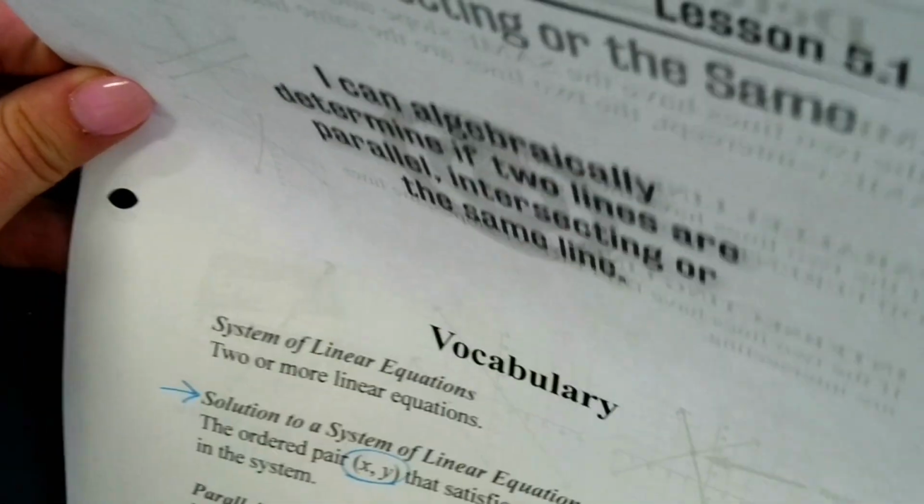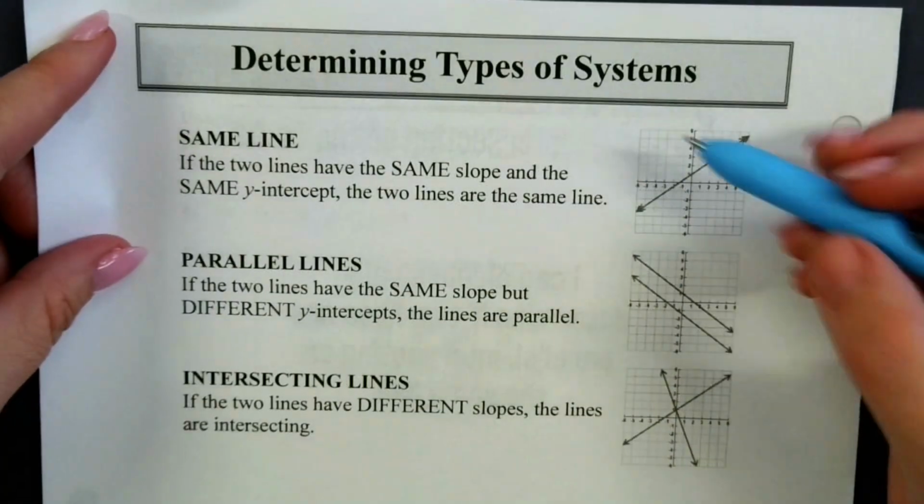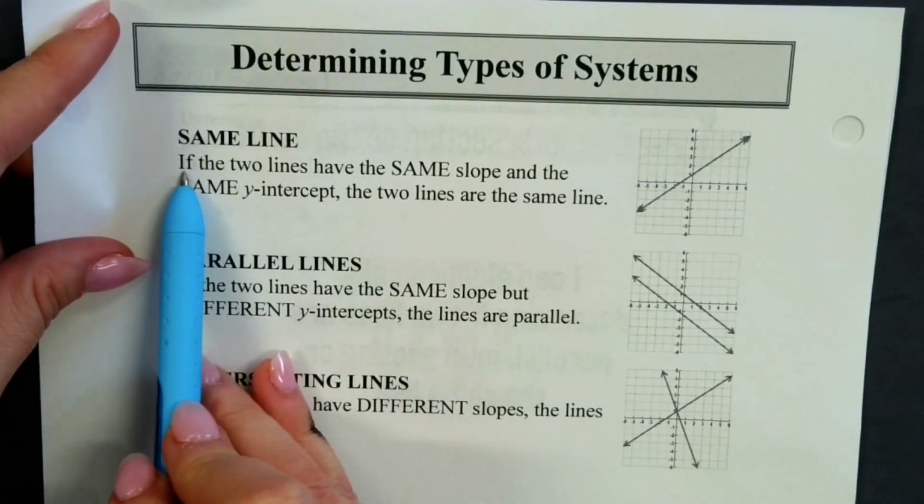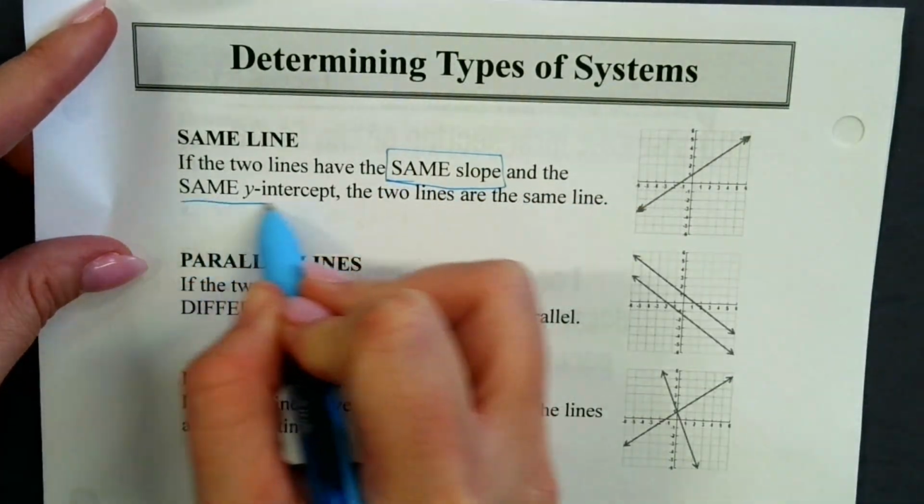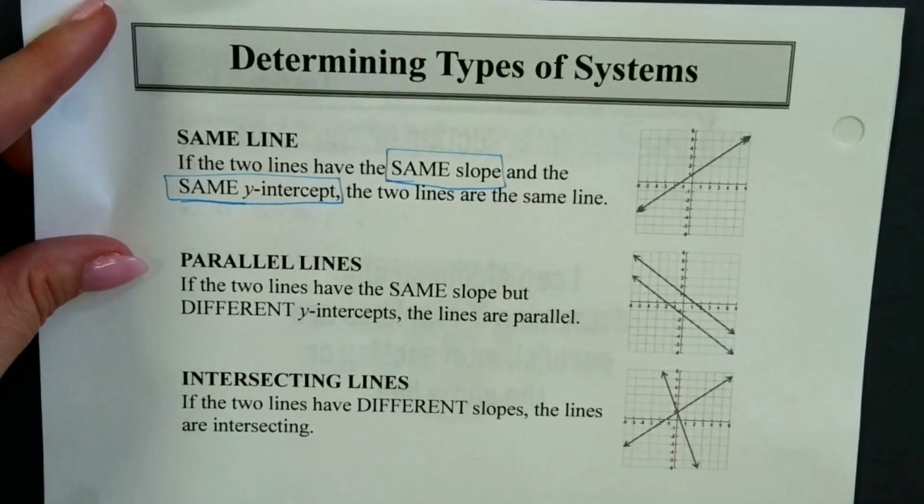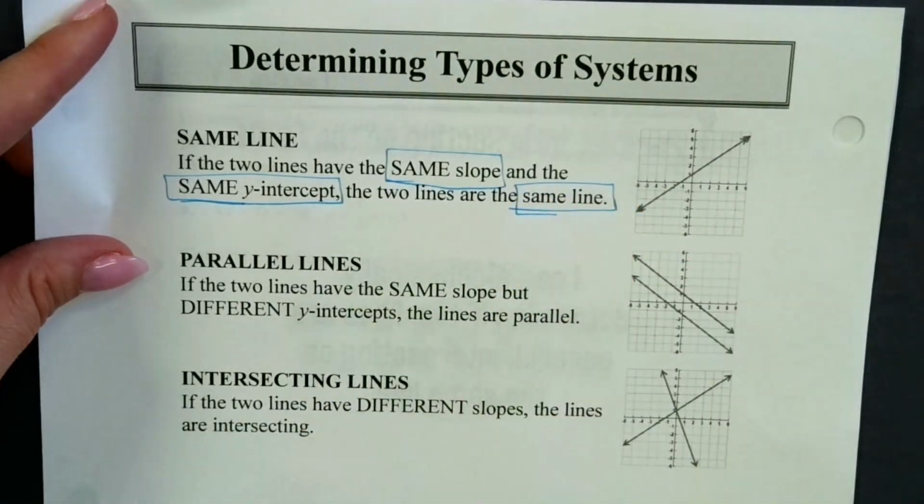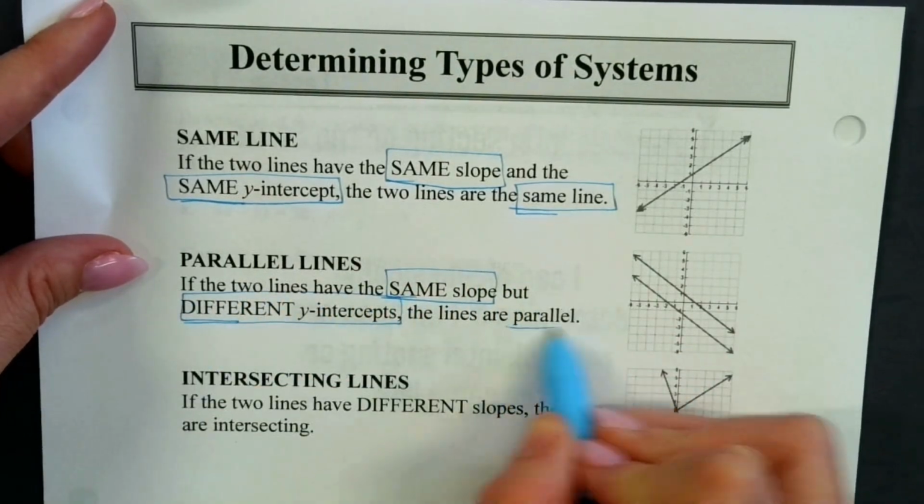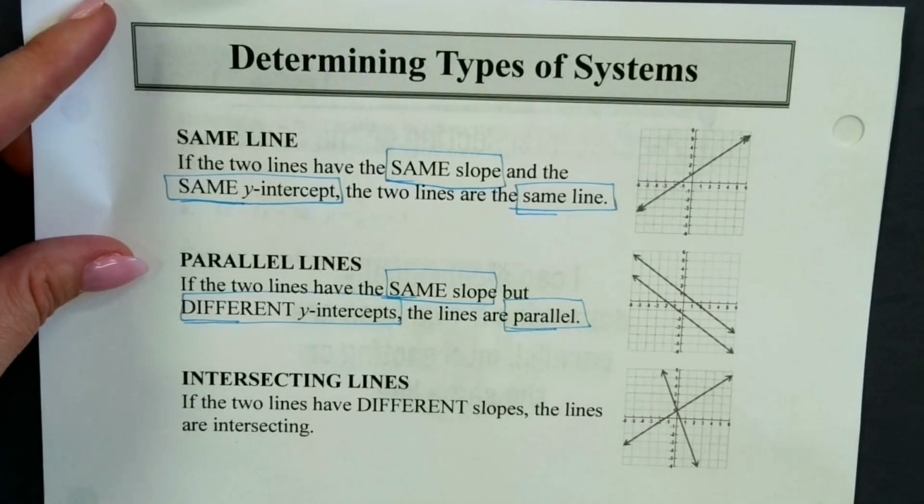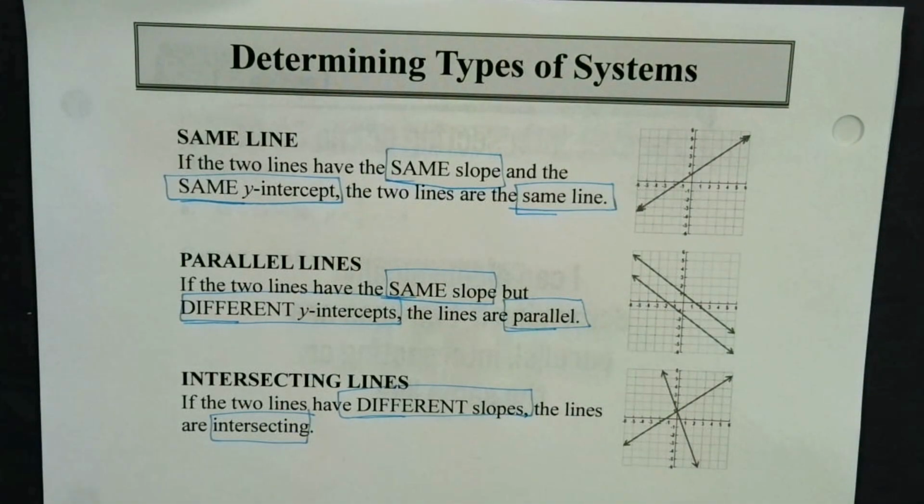All right, let's go ahead and flip over. This is something we just looked at that we've already discussed. If the two lines have the same slope and the same y-intercept, then they are the same line. If they have the same slope but different y-intercepts, then they are parallel. And if they have different slopes, then they're intersecting. It's the only one that has a different slope.